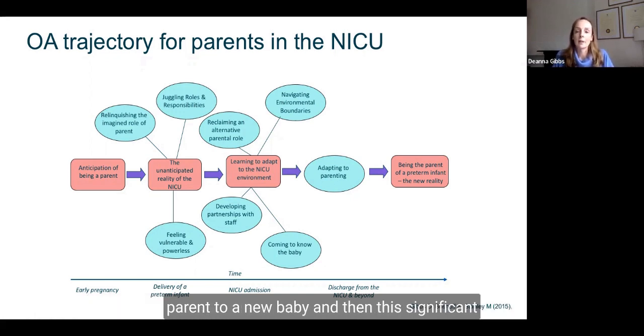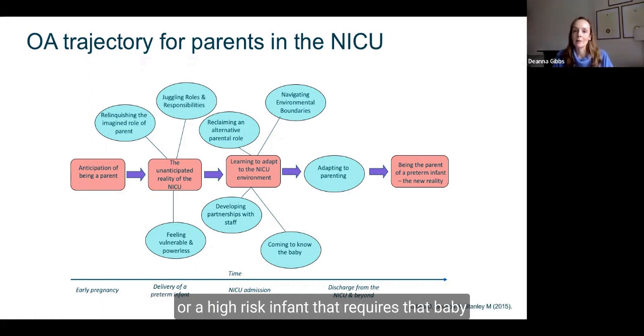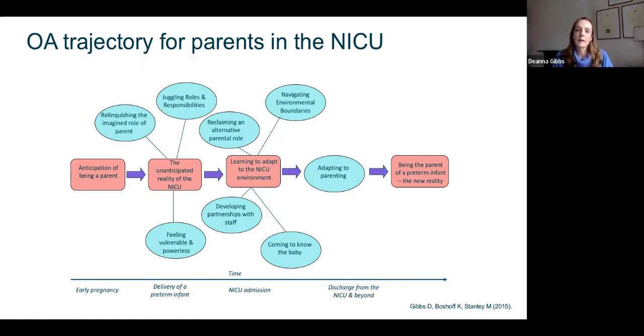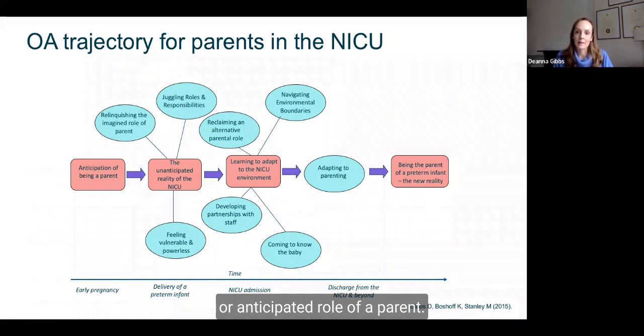And then this significant moment of occupational disruption where they deliver a preterm or a high-risk infant that requires that baby to be admitted to a neonatal unit. And some of the occupational disruption that occurs as a result of that. So primarily that's relinquishing their imagined or anticipated role of a parent.